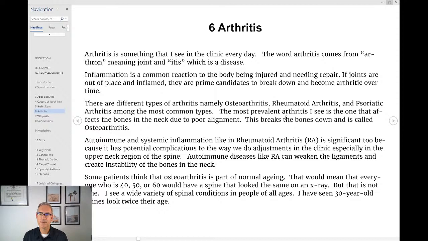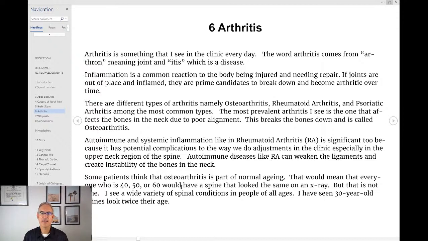The most prevalent arthritis I see is one that affects the bones in the neck due to poor alignment. This breaks the bones down, and it's called osteoarthritis. Autoimmune and systemic inflammation like rheumatoid arthritis is significant too, because it has potential complications to the way we do adjustments in the clinic, especially in the upper neck region of the spine. Autoimmune diseases like rheumatoid arthritis can weaken the ligaments and increase instability of the bones in the neck.